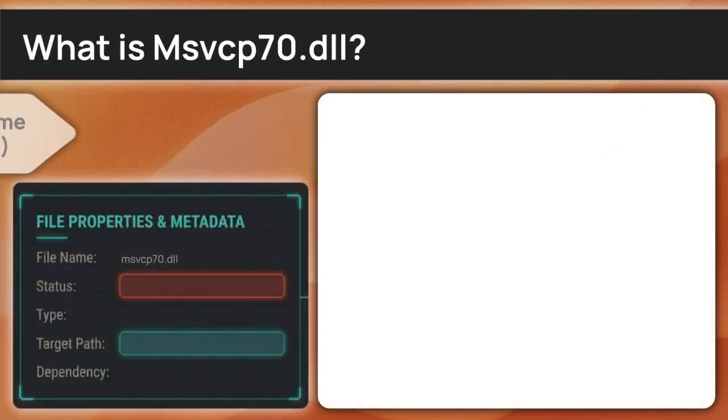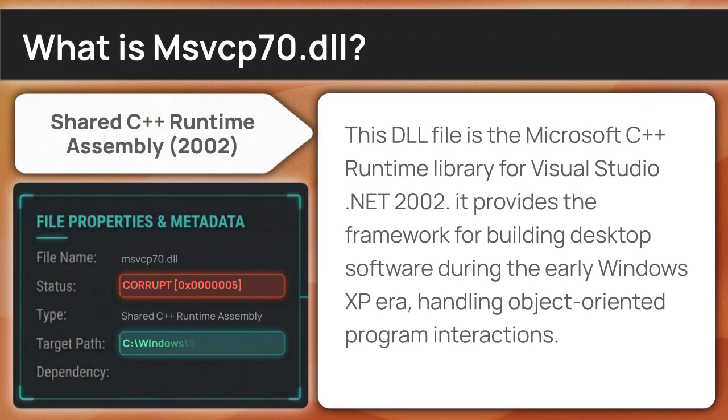This DLL file is the Microsoft C Runtime library for Visual Studio .NET 2002. It provides the framework for building desktop software during the early Windows XP era, handling object-oriented program interactions.